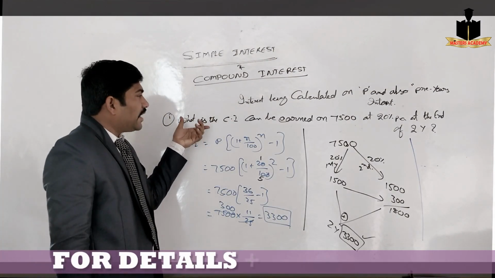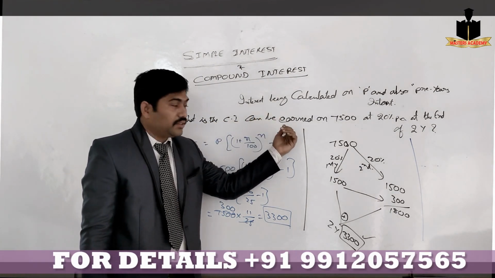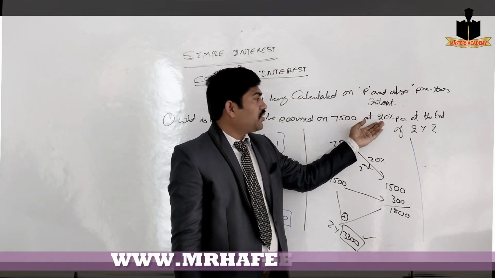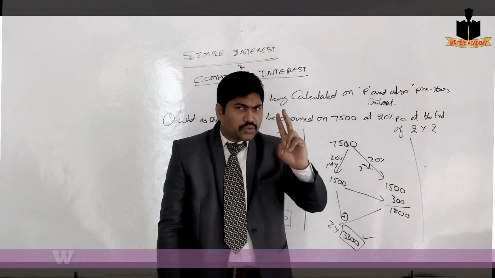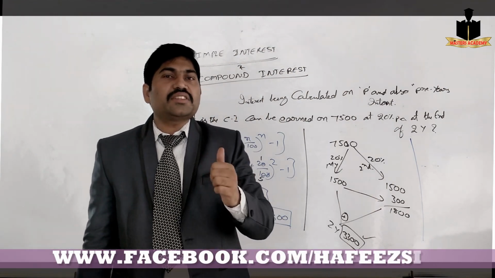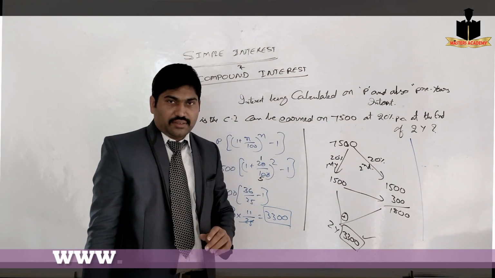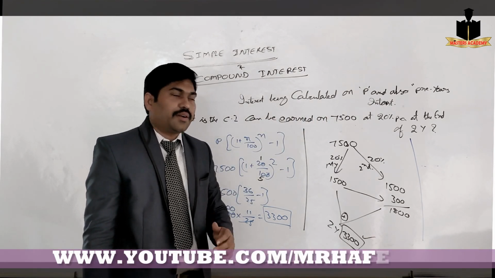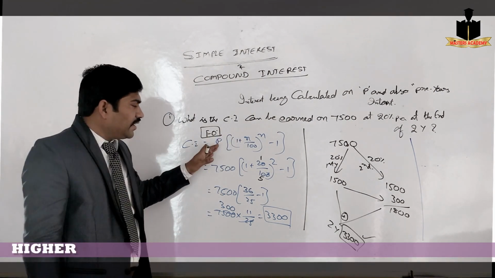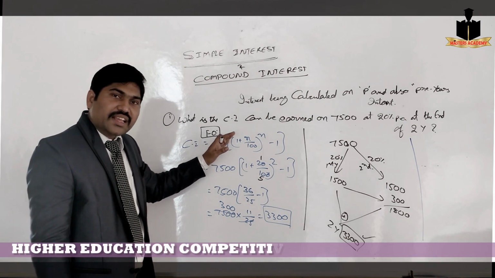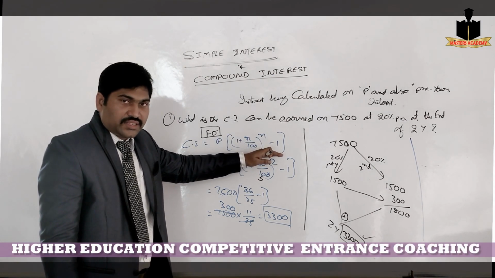Now we'll take one question. What compound interest can be earned on 7500 at 20% per annum at the end of 2 years? After 2 years, how much compound interest can we earn if the principal amount is 7500? This is the question. If you want to follow the formula, compound interest equals P times ((1 + r/100)^n minus 1), as we discussed earlier.